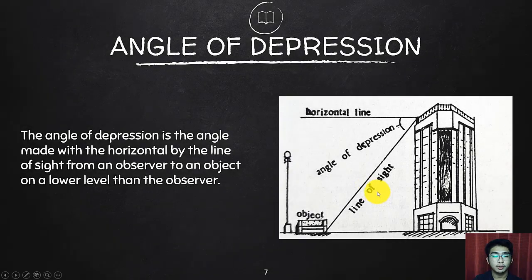For the angle of depression, the angle of depression is the angle made with the horizontal by the line of sight from an observer to an object on a lower level than the observer. So this is quite the opposite. For the angle of elevation, you're looking at an object above you. Here, for the angle of depression, you're looking at the object below you.